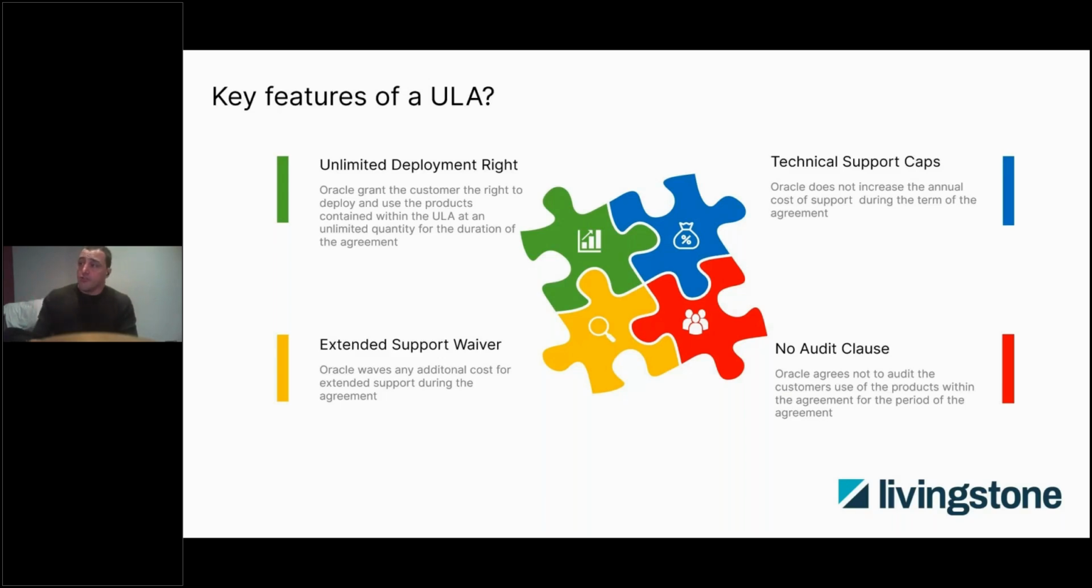And the final option, the final section in the red quadrant here, is the no audit clause. And this is obviously, for most customers, probably the most valuable part of their EULA. It essentially says that Oracle will not audit a customer's use of those programs while they're in the ULA.